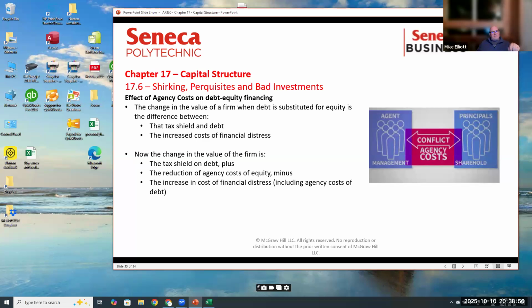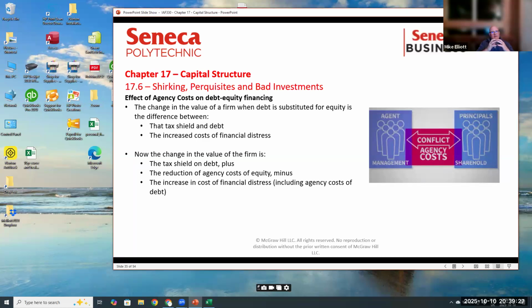What's the effect of agency costs on debt equity financing? We always have this conflict between bondholders and stockholders. We cannot get rid of that. We know that on bonds, we have this offsetting tax shield on the debt and our increased financial distress costs. When they balance out, we're at the optimal stage.